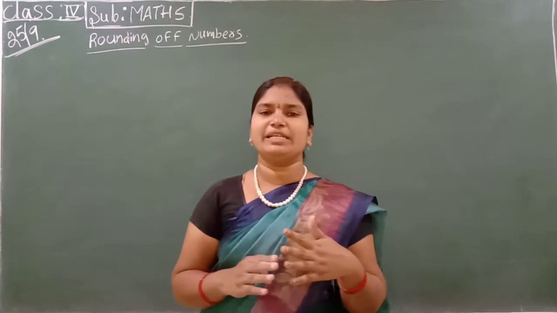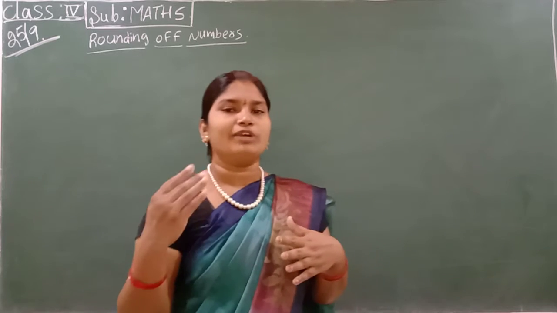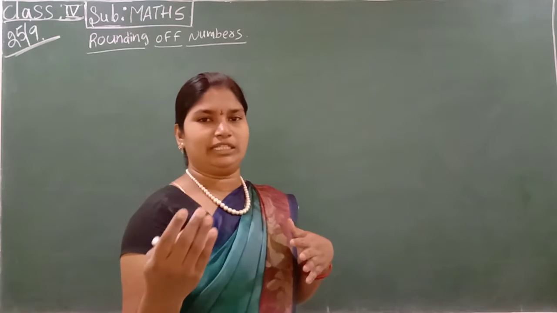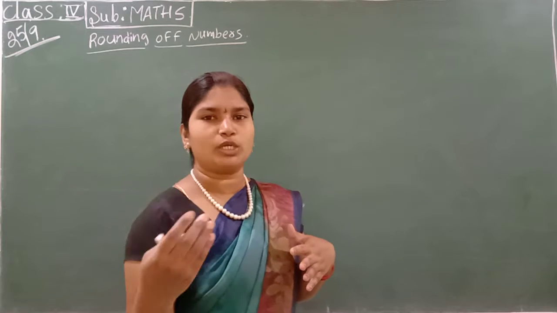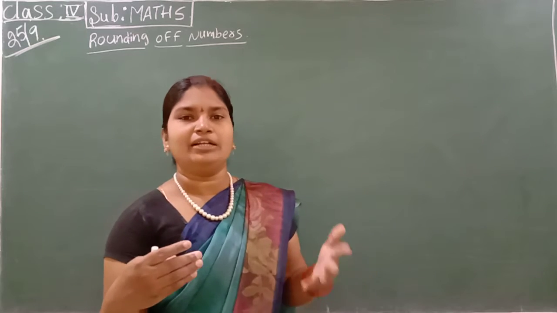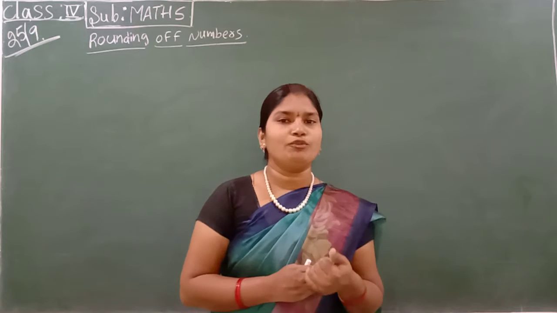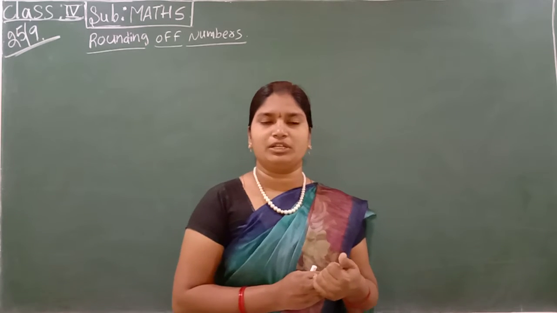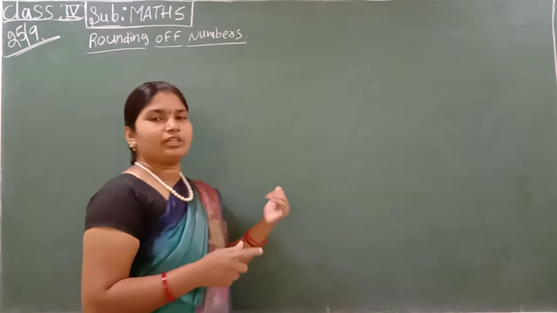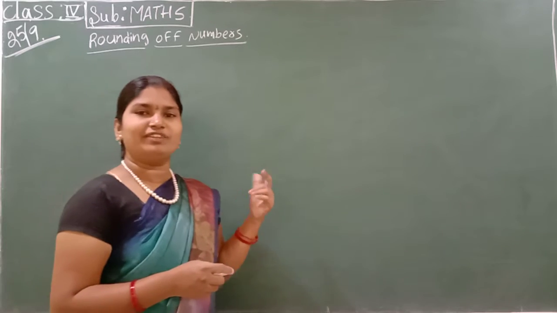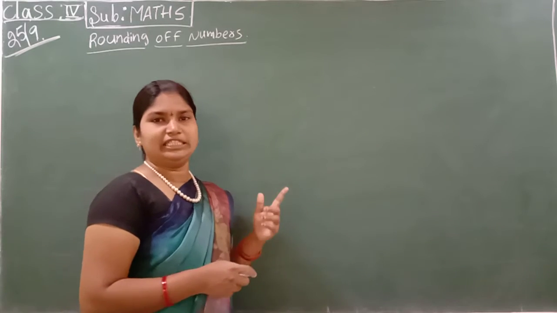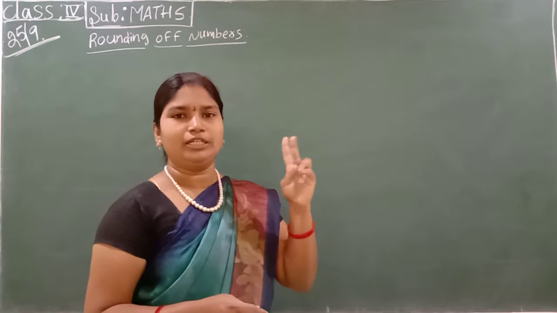Rounding of numbers means we want the approximate value, the number nearby. Then we are taking rounding of numbers. How are we selecting this rounding of numbers? See, first I am dividing the one digit numbers, 1 to 9, into two parts.